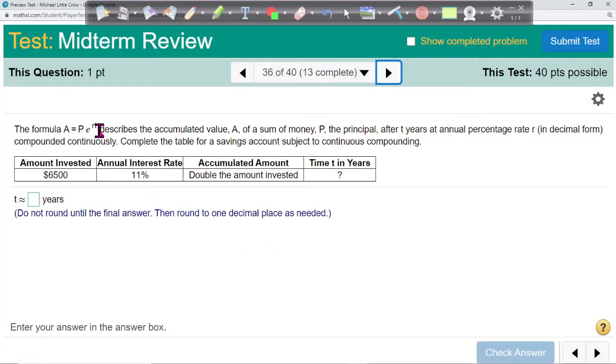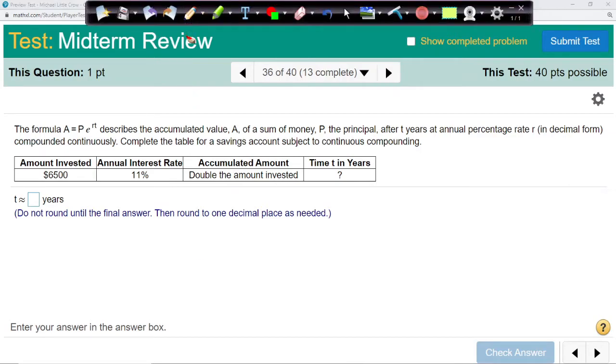Okay, we've got this formula that's given to us, describes the accumulation of values. So then we were supposed to calculate what t is going to be. We got the amount invested, we got the annual interest rate, and we want to double the amount invested. Well, to double 6,500, you got to multiply it by 2. That's 13,000. So we want to figure out, when do we hit $13,000? How long is that going to take? Because that's double this.